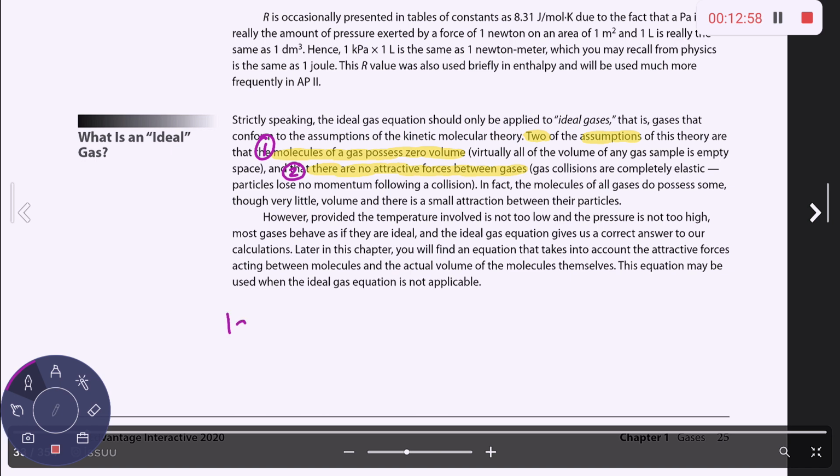Now, ideal gas conditions, you should know. Ideal gas conditions would be high temperatures and low pressure. You go to a low temperature and a high pressure, gases will not behave ideally. Okay. Let's take a look at the next page. And we're almost done here.